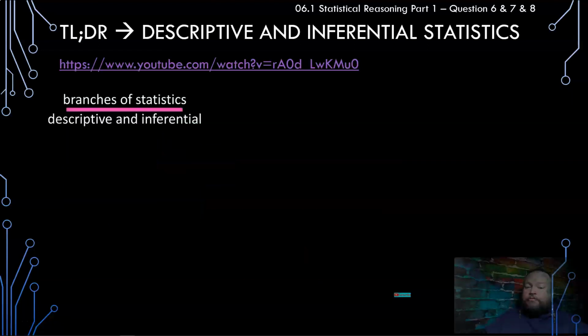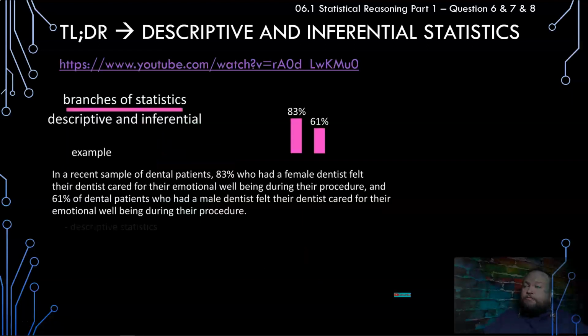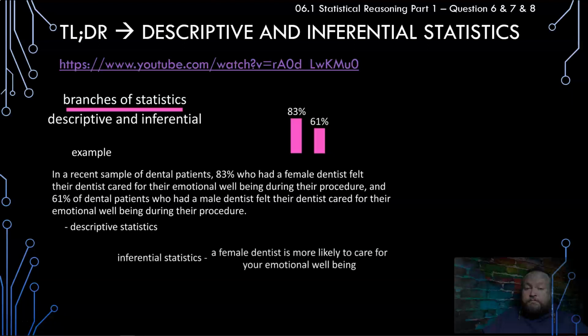Let's take a look at an example for the following statement. Descriptive statistics involves the statement, 83% of dental patients who had a female dentist felt their dentist cared for their emotional well-being during their procedure. It would also involve the statement, 61% of dental patients who had a male dentist felt their dentist cared for their emotional well-being during their procedure. Inferential statistics would involve making an inference that a female dentist is more likely to care for your emotional well-being during a dental procedure.